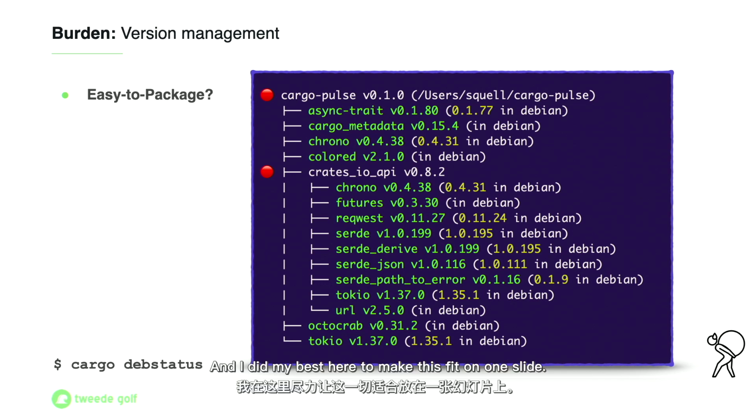And I did my best here to make this fit on one slide. So this is, what if I want to submit cargo pulse to Debian? I want Debian people to package it. Well, that's not too difficult.